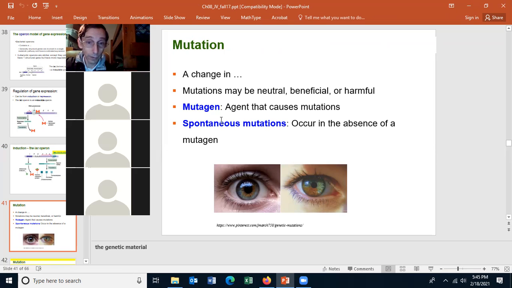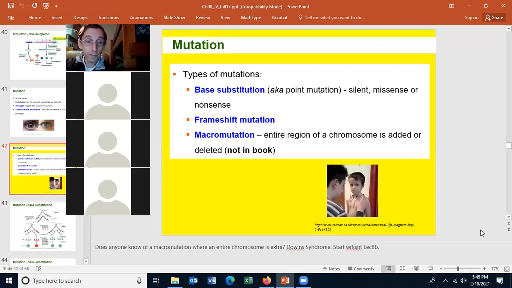Spontaneous mutations do occur, and whenever the DNA is replicated, mistakes can be made, and that gives rise to spontaneous mutations. And they occur in the absence of a mutagen. Here's a mutation in somebody's eye compared to a normal eye. There are different types of mutations, and I'm not going to discuss them because it's in worksheet lecture 8B. But you need to know the different types of mutations.